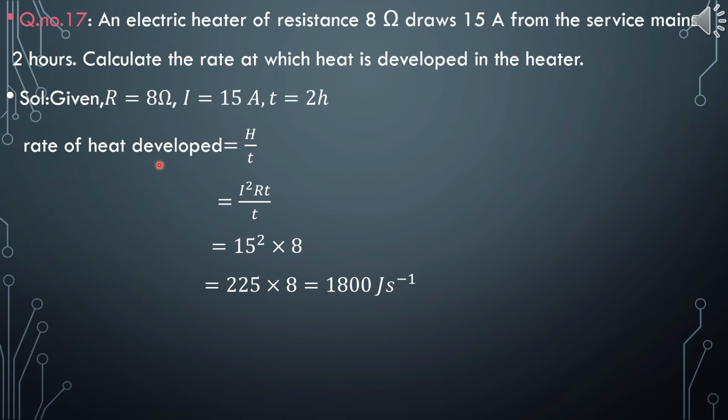The rate at which heat is developed means we are going to calculate heat generated with respect to time. And heat generated, that is H, formula is I square RT, and with respect to time means T in the denominator. That is nothing but I square RT divided by T. T and T get cancelled. Current I you substitute as 15 square into 8. 15 square value is 225 and 8 as it is, and the answer 225 into 8 is 1800 joules per second.